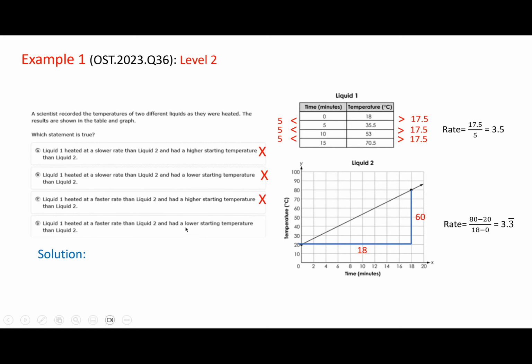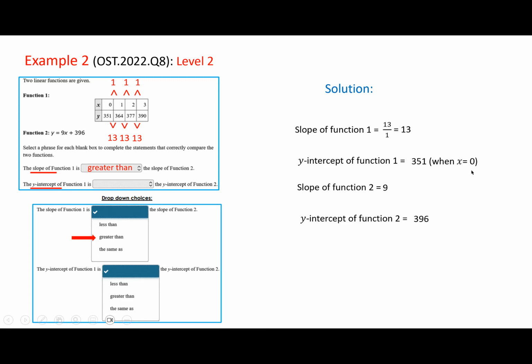So I start reading here. The slope of function 1 is higher, is greater than the slope of function 2. The y-intercept of function 1, which is 351, is less than the y-intercept of function 2. And that's it. You get full marks for that. It's good.